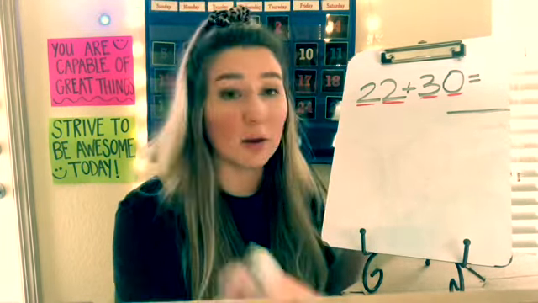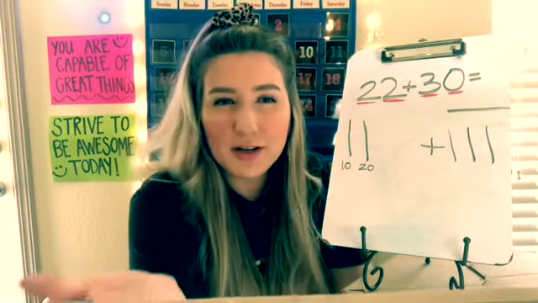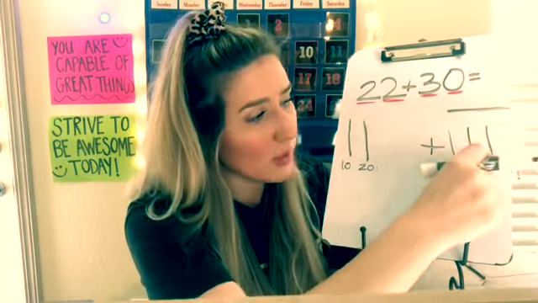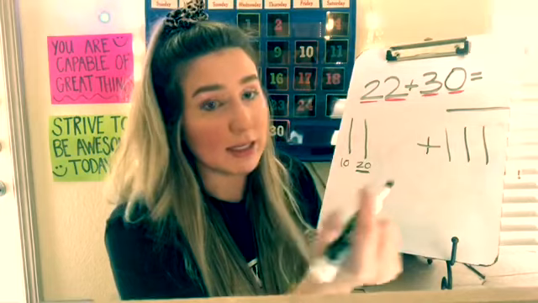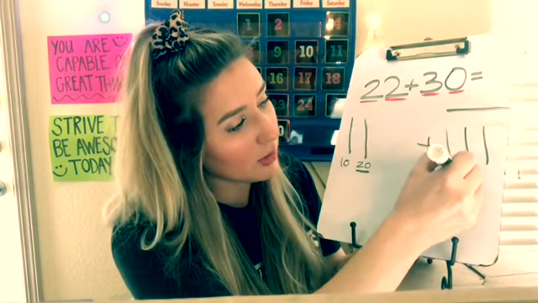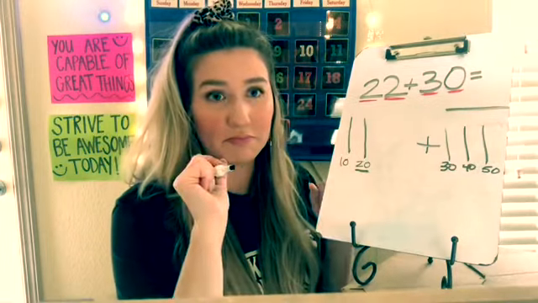Okay, we have 3. 1, 2, 3. Now, I'm not going to number these 10, 20, 30, am I? No, because I'm adding these two together. So I want to count on from what I already have. I have 20 on this side, so that means I'm going to have 30, 40, 50 right there, okay?